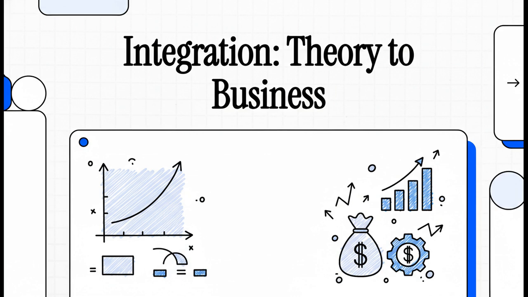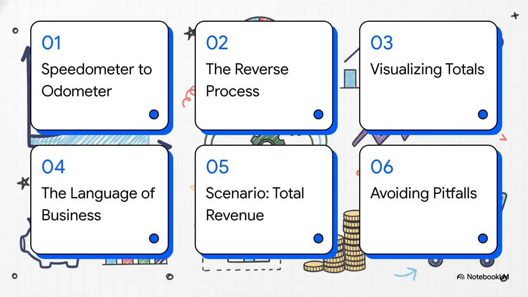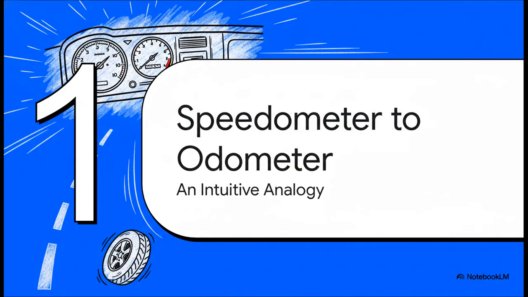It's an incredibly powerful tool, and I promise by the end of our talk today, you'll see exactly how it can transform financial planning. So here's our roadmap for today. We're going to start with a simple, really intuitive analogy to get our bearings. From there, we'll get into the actual mechanics and see how we can visualize what integration is actually doing. Now, the most exciting part, for me anyway, is where we translate the math directly into business strategy. We're going to work through a real-world revenue scenario, and I'll even point out some of the common traps you'll want to sidestep. Sound good? Let's get started.